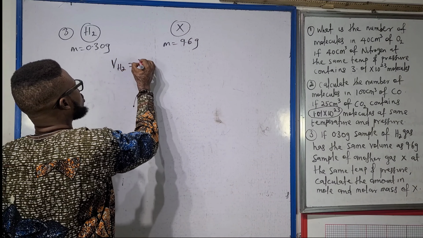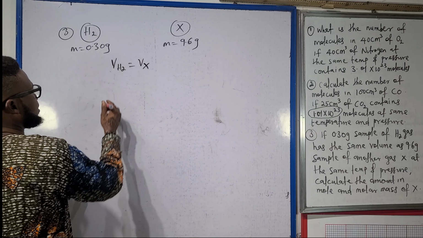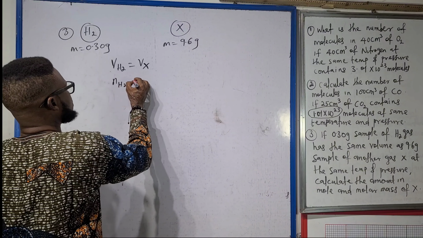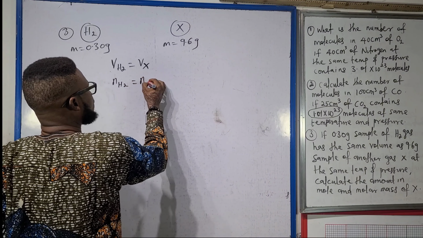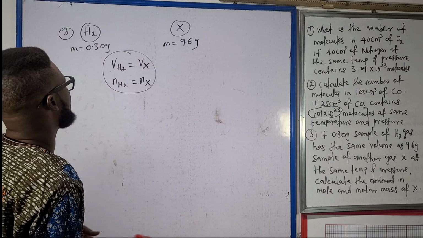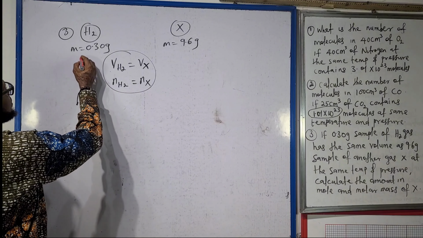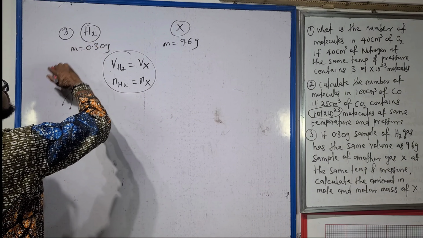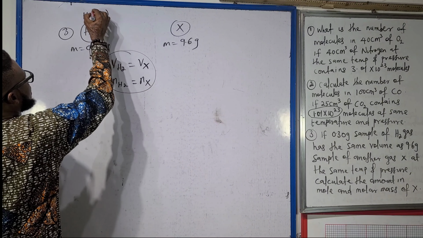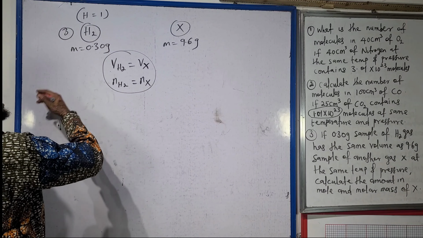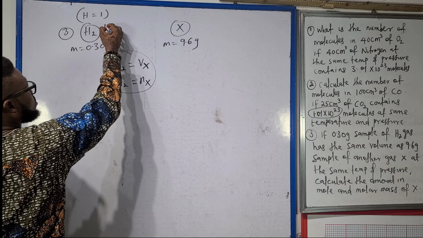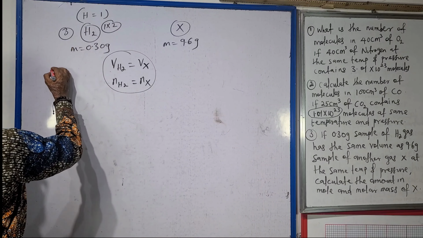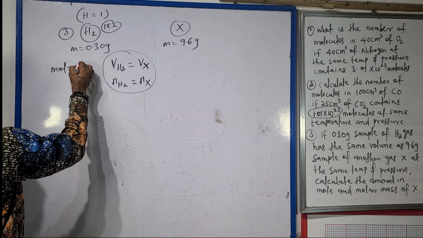So if the volumes are the same, then the number of molecules of hydrogen should be equal to the number of molecules of X. That is according to Avogadro's law. If the volumes are the same, then the number of molecules should be the same. So what this means is this. I'm talking about hydrogen. We all know that hydrogen equals 1, talking about the relative atomic mass. But since hydrogen exists as H2, that's going to be 1 times 2. So the mole of hydrogen here is actually 0.30.